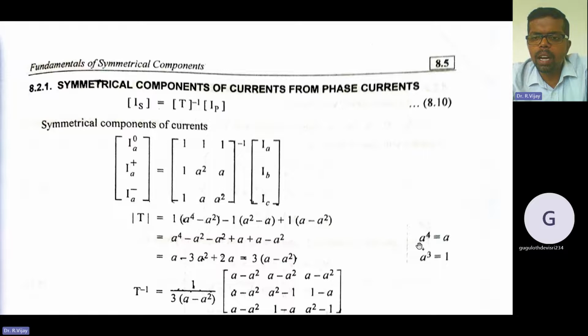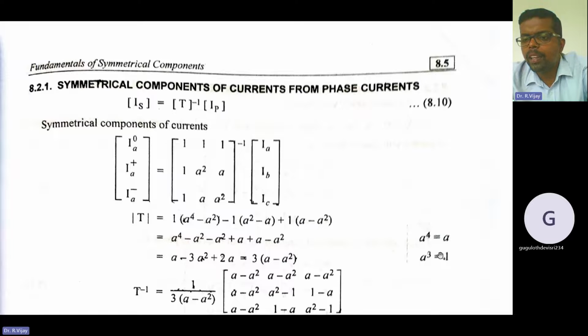A power 4 is nothing but A. How is it A? A cube is equal to 1. How is A cube 1? A is equal to 120 degrees, A square is equal to 240, and A cube is equal to 360 degrees. How do we represent 360 degrees? 1 at the angle of 360 degrees is 1 at 0 degrees. 360 degrees is nothing but 0 degrees, so the angle has no effect. So A cube is equal to 1.